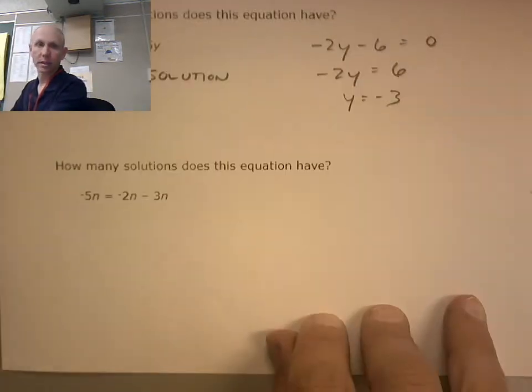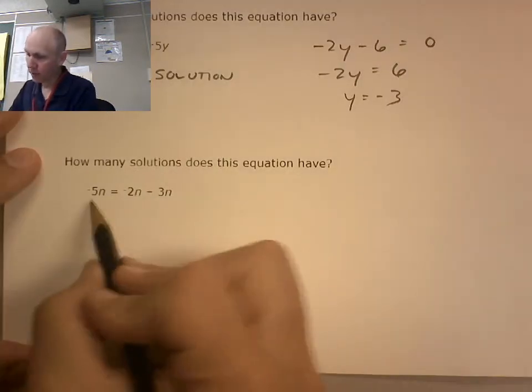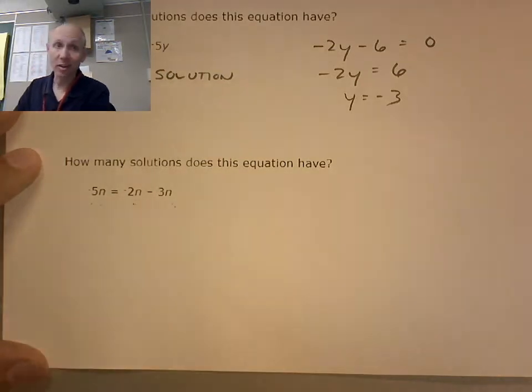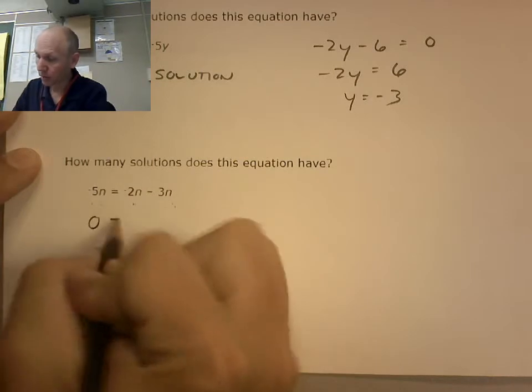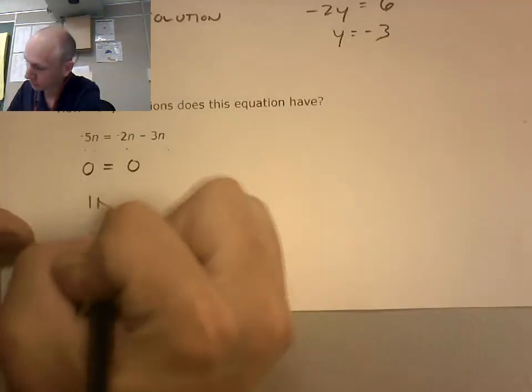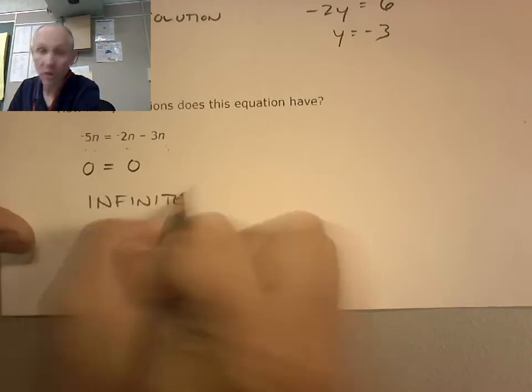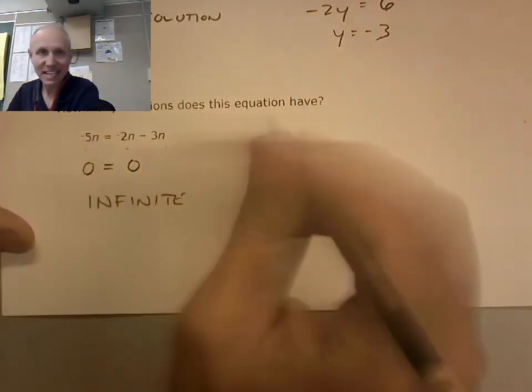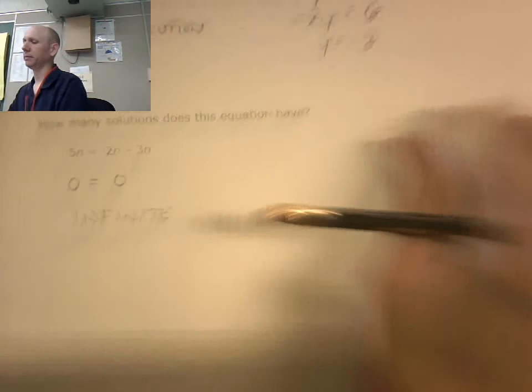How many solutions does this one have? Well, I have negative 5n's here and negative 5n's here. They're gone. I'm left with 0 equals 0. Notice up here, same, equals infinite. This means there are infinite solutions. What does that mean? It means you can put any number in here for n, and this equation is going to work. Plug in any number for n, and it's going to work. So I have one solution, infinite solutions.